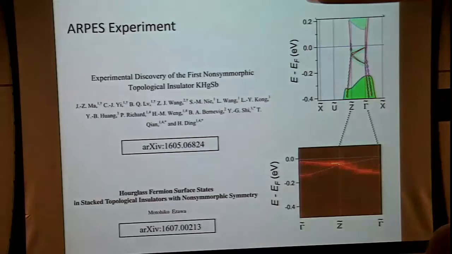Okay, so following this prediction about just two months ago, there's an experimental group from China reporting the observation of these surface states in precisely this compound. These are the photoemission results, which agree well with the theoretical prediction. And also, just about a few weeks ago, there's a theoretical paper showing that this type of topological insulator with non-symmorphic symmetry can also be understood as stacks of 2D time reversal invariant topological insulators. So in both cases, with either reflection symmetry or glide reflection symmetry, in a theoretical sense, these topological insulators are equivalent to stacks of two-dimensional states.